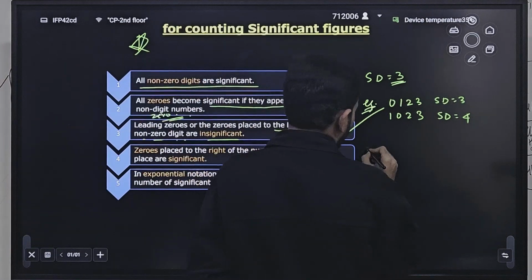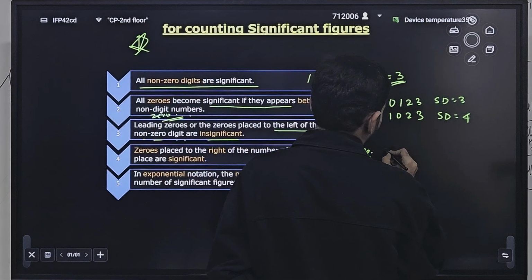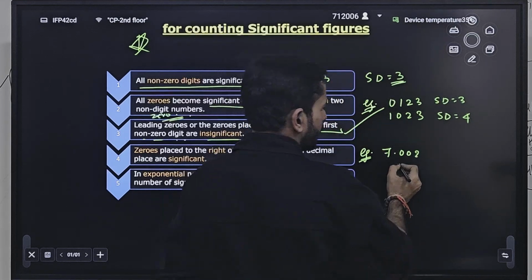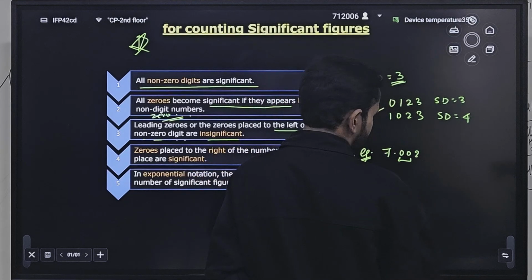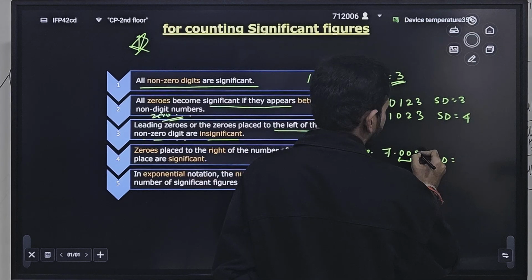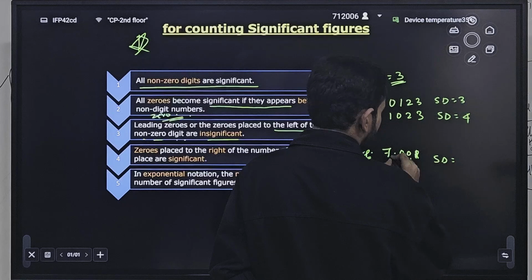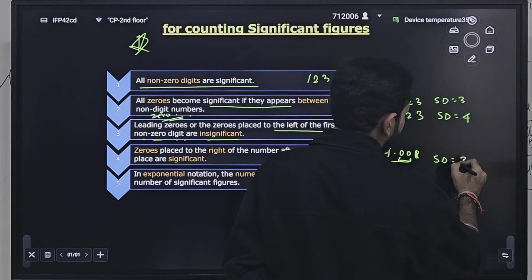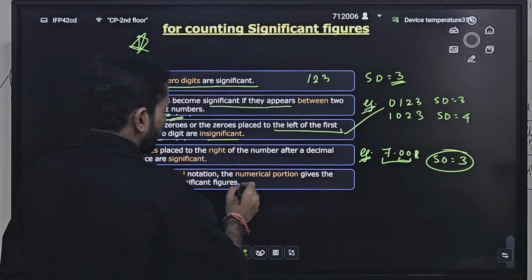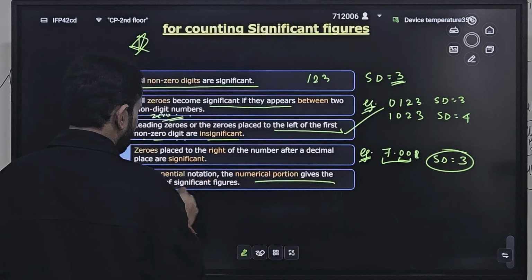Third case, zeros placed to the right of the number after a decimal place are significant. For example, let's suppose this kind of number is given: 0.002. If this kind of number is given, then these zeros will be calculated as significant digits. Or if, let's suppose, this 2 is also not given, then also it is calculated as significant digits, and the number of significant digits will be 3. In exponential notation, the numerical quotient gives you the number of significant figures.